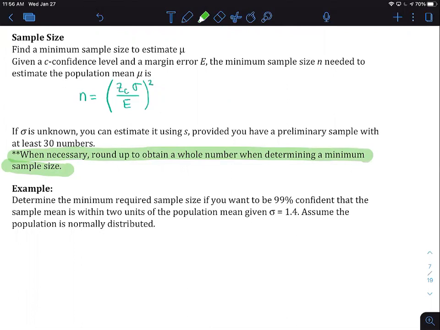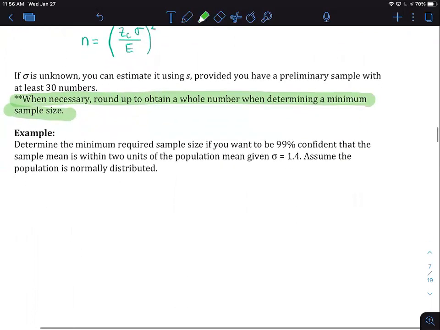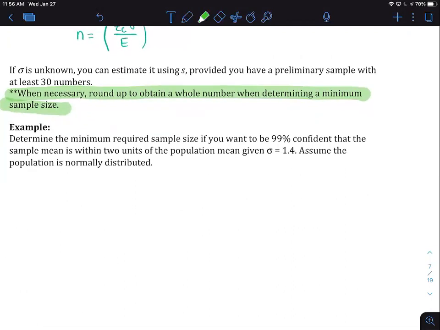Okay. So if we look at this example, determine the sample size required if you want to be 99% confident. So c equals 0.99. So I'm going to go ahead and pull that from our table. z of 0.99, our critical value, is going to be 2.575, that the sample mean is within 2 units of the population mean, given that the standard deviation is 1.4. So we know sigma is 1.4.